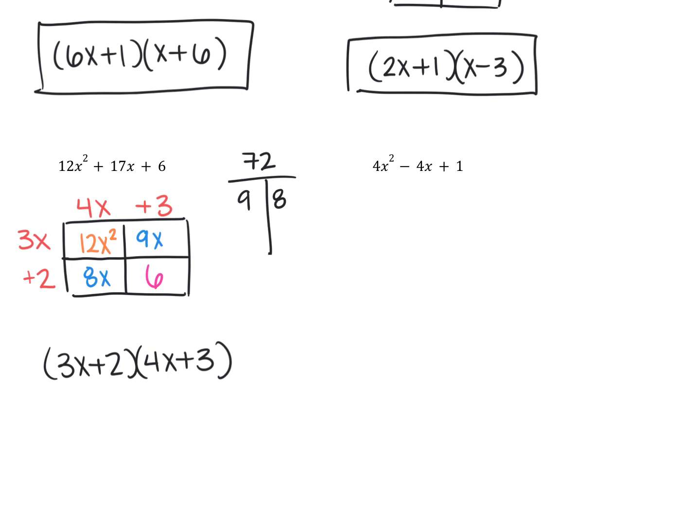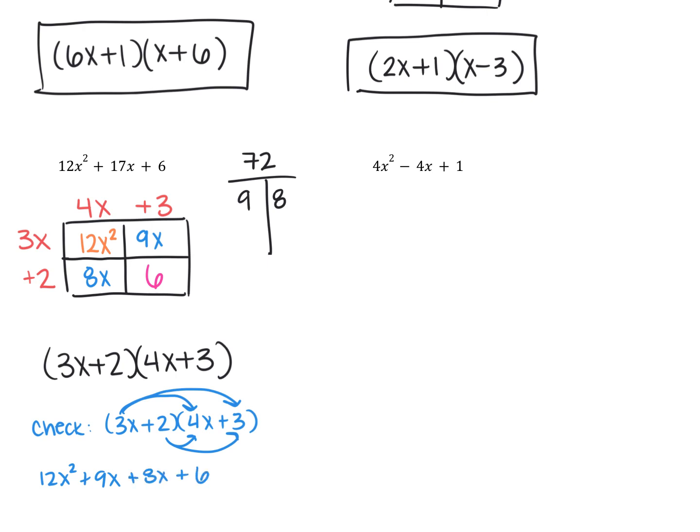And very similar to when we were doing section 1, I can always double check that I have factored these correctly by distributing. So if I want to check, I'm going to multiply. I get 12x squared plus 9x, and then plus 8x plus 6, which gives me 12x squared plus 17x plus 6. So I know I've done it correctly.